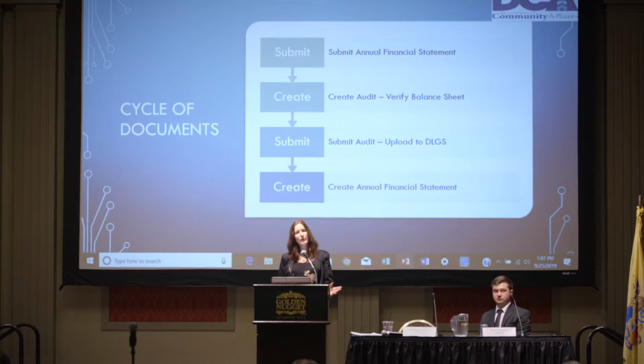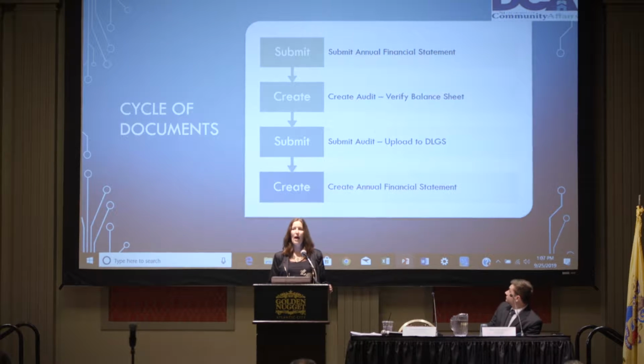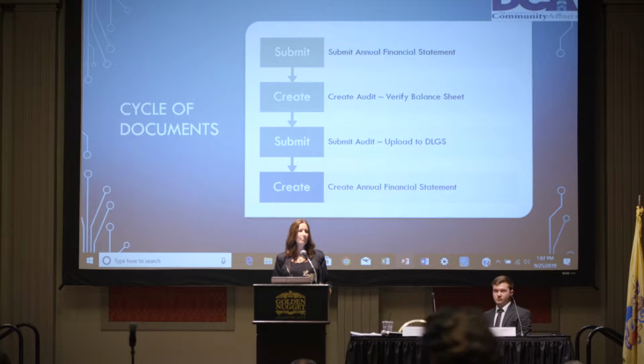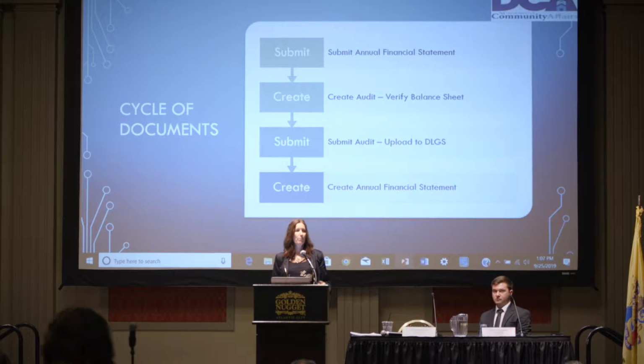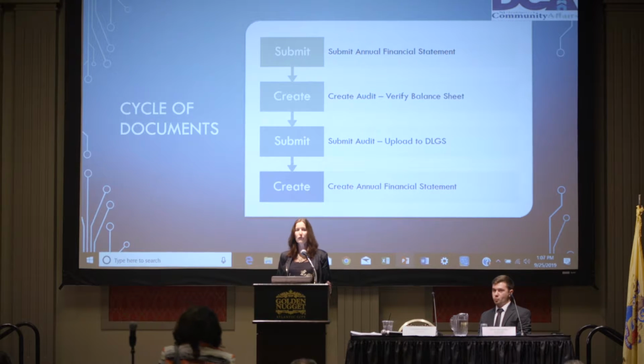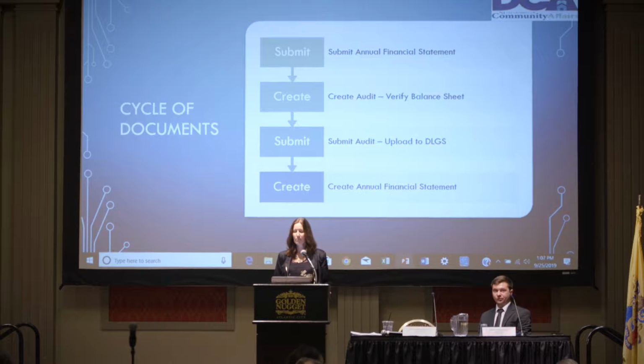Once the audit is created, you'll be able to edit your balance sheet so that it matches whatever is on your balance sheet within your audit document. That can be done by the CFO, the preparer, the auditor, or the auditor preparer. Those are the four roles that are available in FAST to make those adjustments.